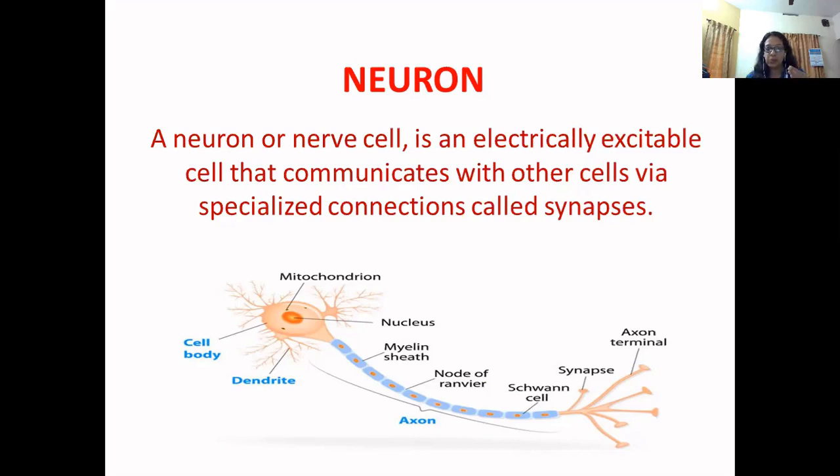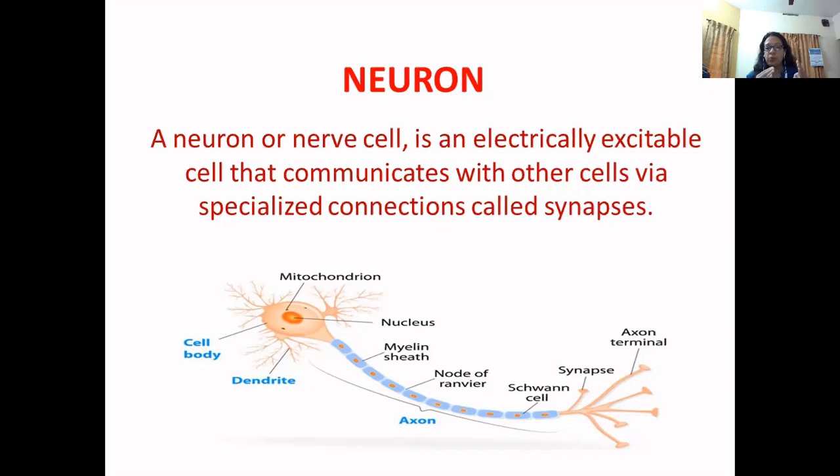And here in the axon, you can see there is the myelin sheath, there are nodes of Ranvier, and there is the Schwann cell. So what is the myelin sheath? The myelin sheath is like a covering on the axon layer. And this myelin sheath does not cover the entire axon. In between, there are breaks in the myelin sheath. The region where there is no myelin sheath is known as the nodes of Ranvier. And here you can see there are nucleated cells, and these nucleated cells are called Schwann cells.